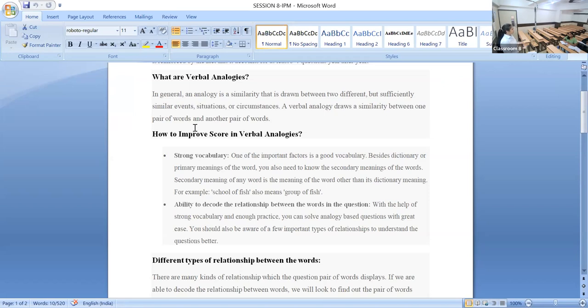Primary, everyone understands, basic, whatever is being shown. Context is what we need to figure out. The same strategy over here, that you basically need to decode the context of the word. So you can see, for example, school of fish also means group of fish. So it's not only a school of fish, you can also see it's a group of fish. Just an example. You can write down the strategy over here. Strategy, write down in your notebook.